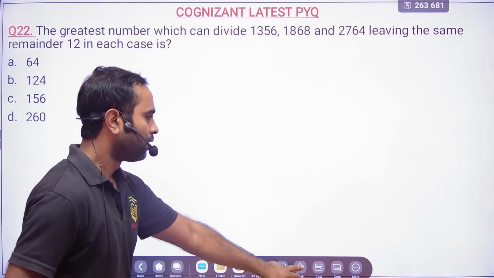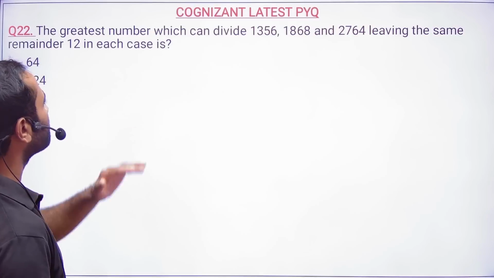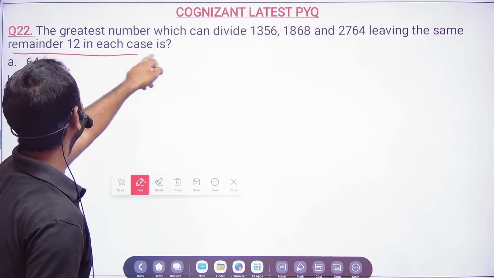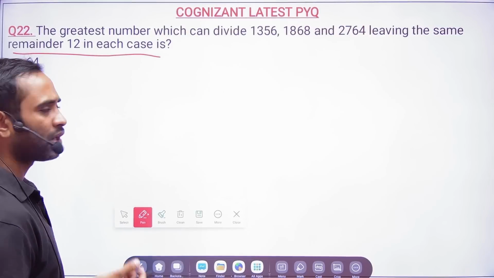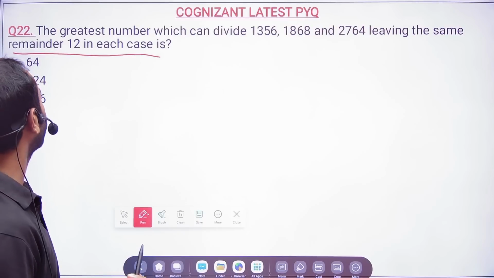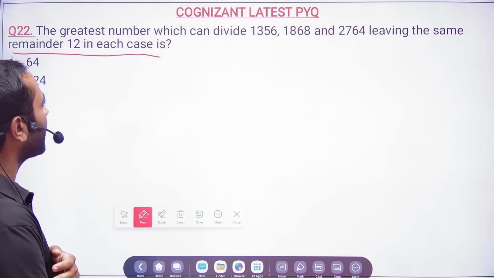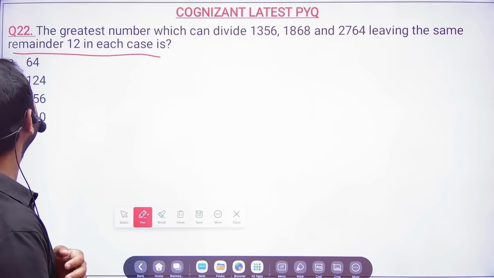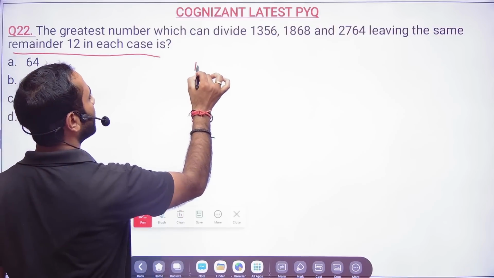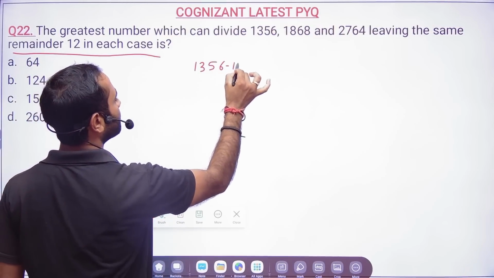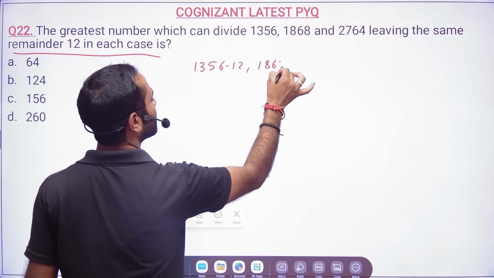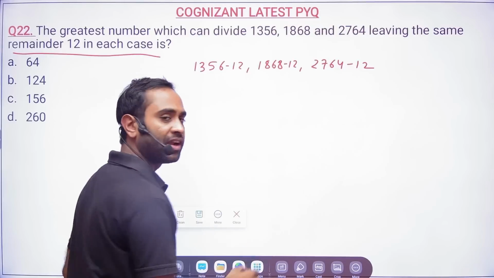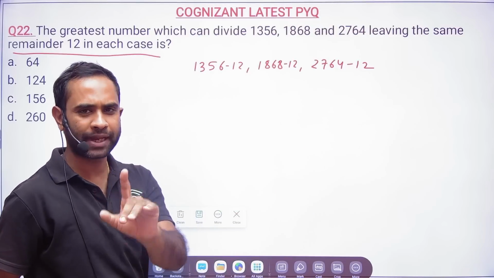Next, 4 more problems. The greatest number which can divide this, leaving the same remainder 12 in each case. Now friends, if you don't want any remainder, what you can do is subtract 12 from all the numbers. Then if you divide by the greatest number, you will not get any remainder.